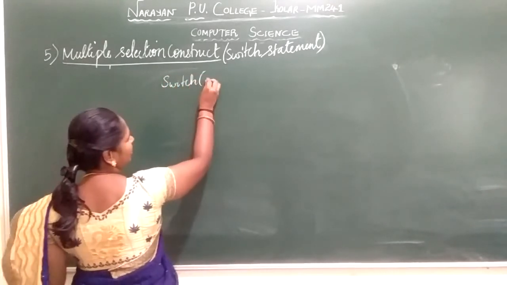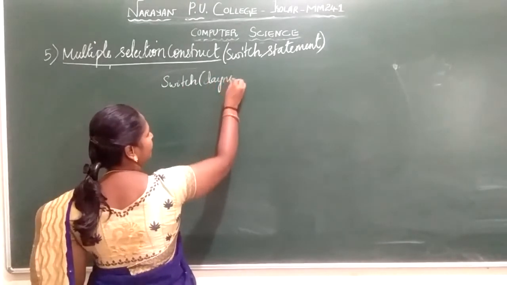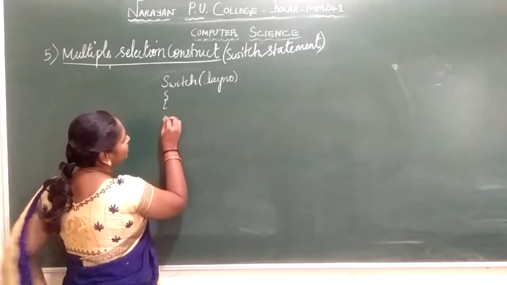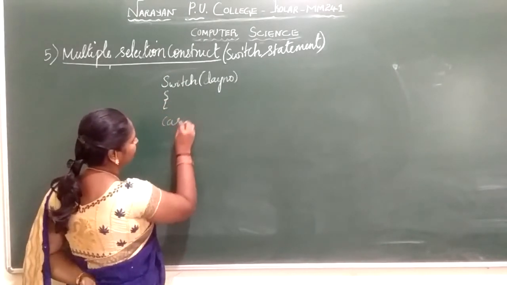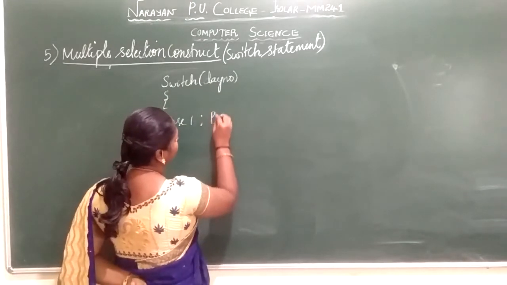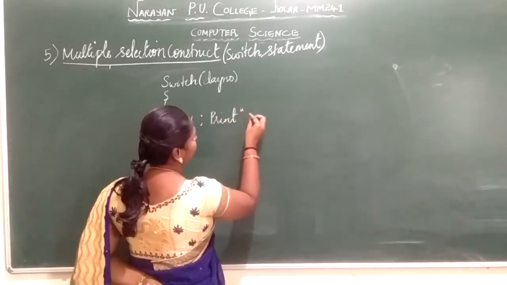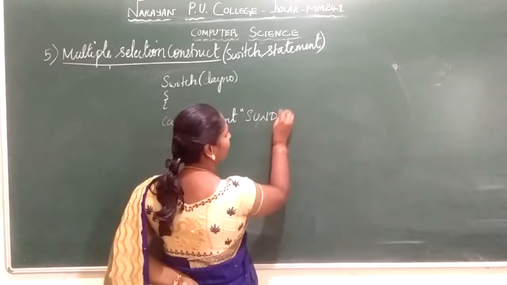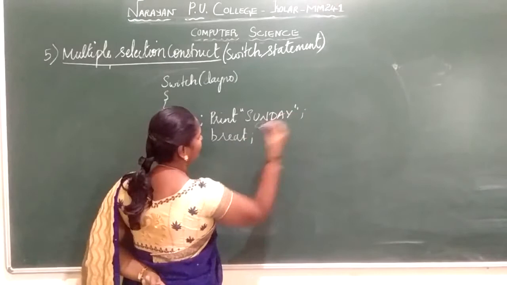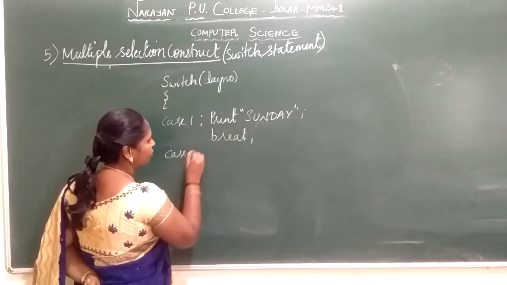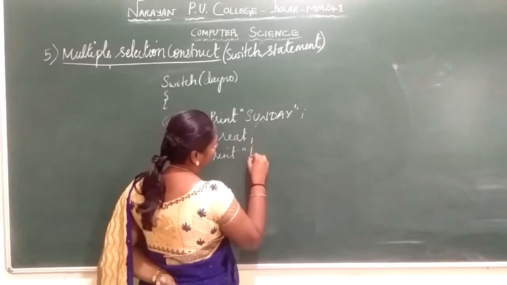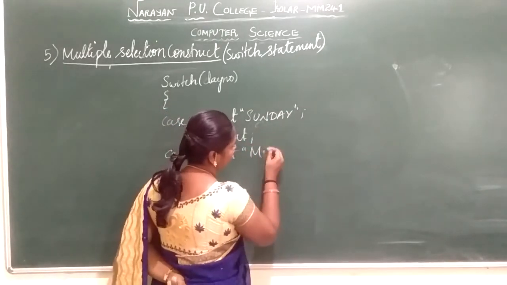The expression I am giving here is day number. So I am going to open my switch statement and open my curly braces. I am going to check for case 1. It is case 1, I am going to print Sunday. Then I am going to break that particular switch statement, that is, that particular case 1. Then I am going to check for case 2. I am going to print Monday. I will explain how it works.